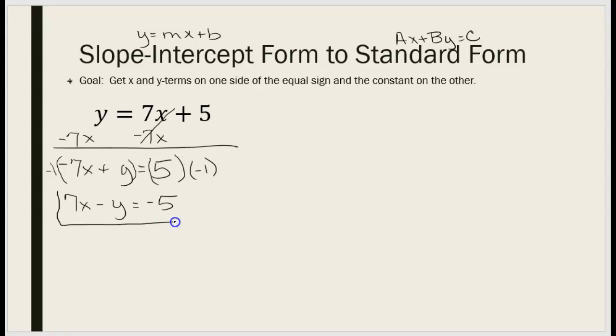And now we have both the x and y term on one side of the equal sign, and we have the constant on the other side. So we have standard form. Okay, so we're done with this one. All right, moving on to slide 2.